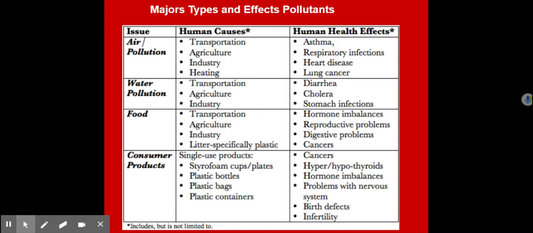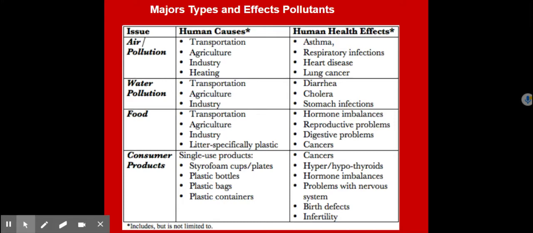Water pollution. Human causes: transportation, agriculture, industry. The human health effects: diarrhea, cholera, stomach infections. Food. Human causes: transportation, agriculture, industry, litter, specifically plastics. Human health effects: hormone imbalance, reproductive problems, digestive problems, cancers.